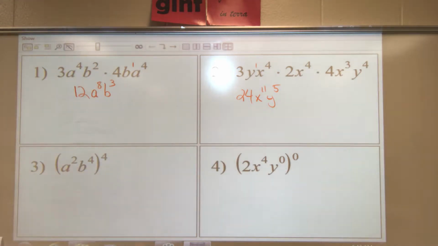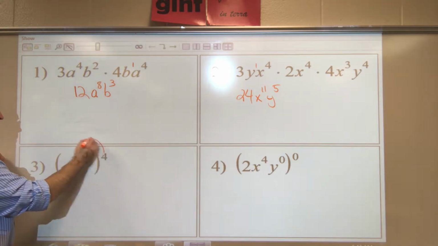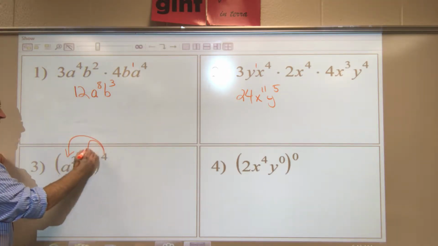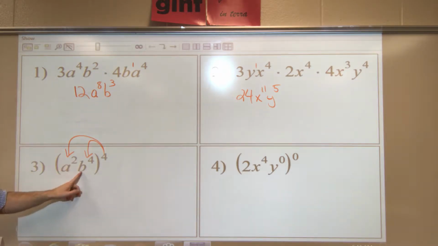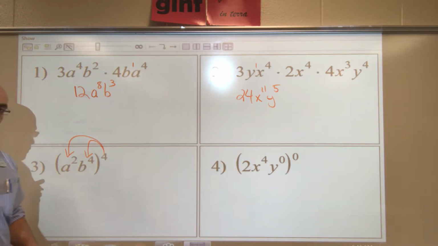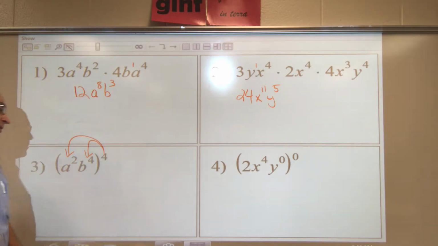Moving on to this one. Remember when there's parentheses, I have to distribute the 4. So I'm going to distribute it to everything on the inside. I'm going to distribute it to the a squared, and I'm going to distribute it to the b to the 4th. Now this rule is, when I see parentheses, I'm going to multiply the exponent numbers.